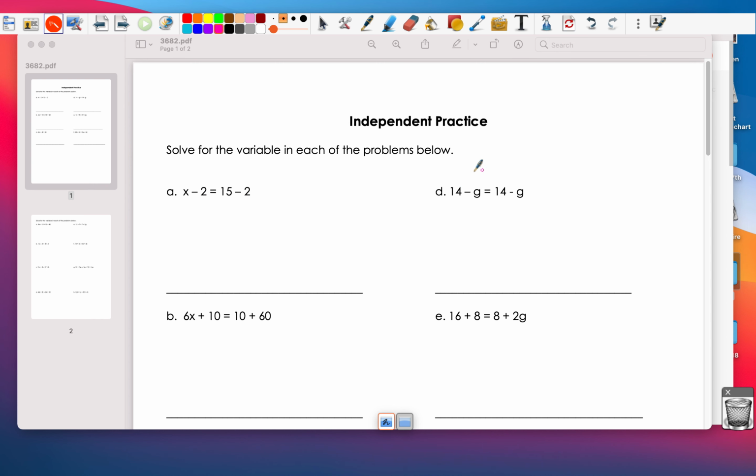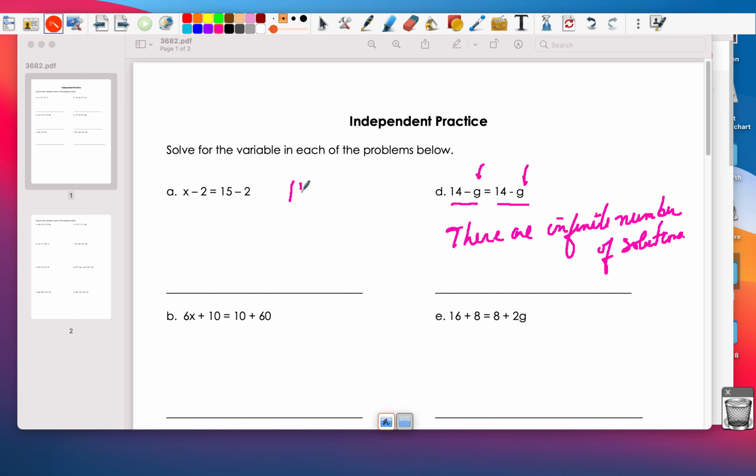Again, this one, even before you start, you notice that this expression is exactly the same expression as on the right side. So for this one, there are an infinite number of solutions. Because no matter what you put in here for G, both sides are going to be the same.